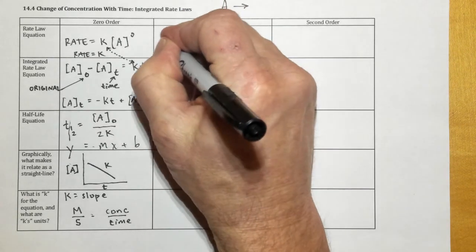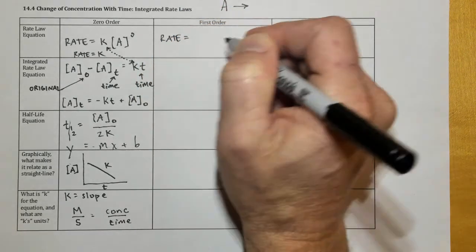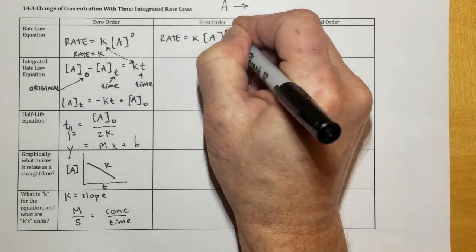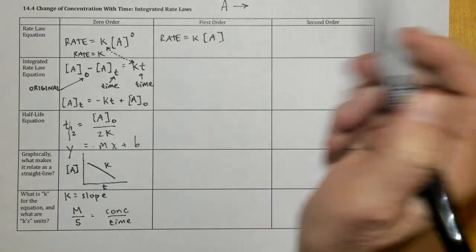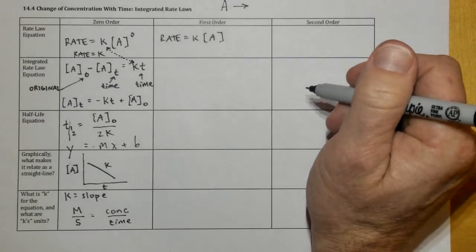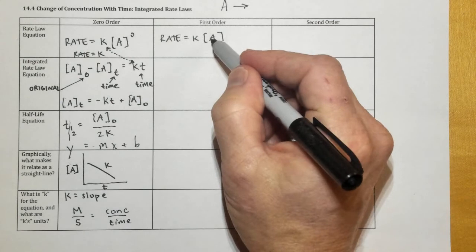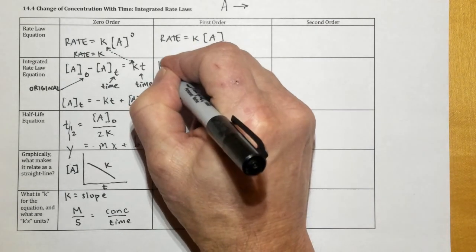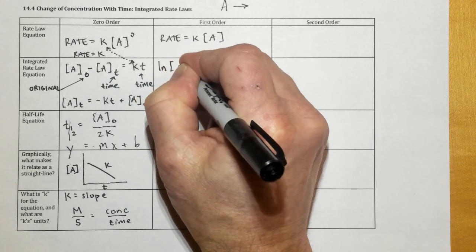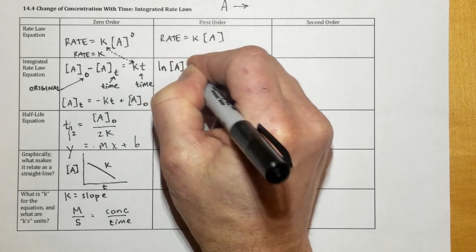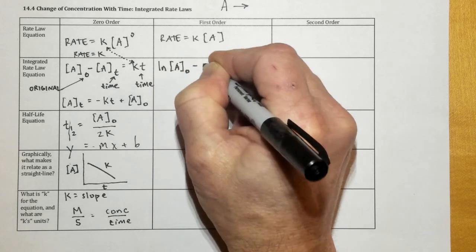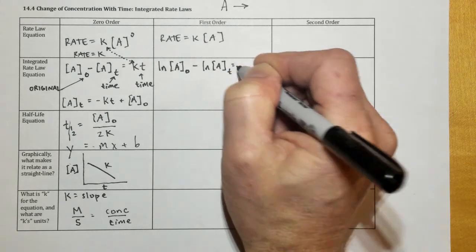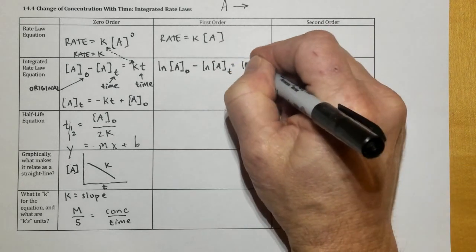Second one, this is a first order equation, so now it's K times A, and then this would be to the first power right here. You can put a little 1 up there if you really want to. Otherwise, just know that there's a 1 there. And then when this equation undergoes integration, you end up with ln, yep, natural log, ladies and gentlemen, of A original minus natural log of A at a particular time is equal to KT.